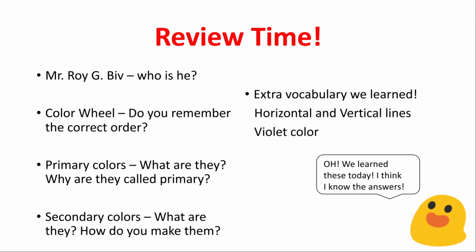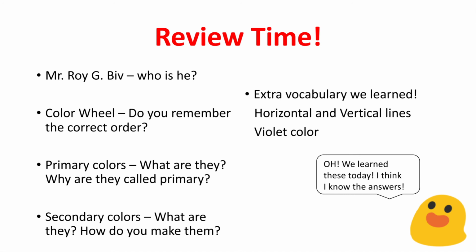Okay, the next one. What colors are the primary colors? There's 3 of them. They are red, yellow, and blue. Do you remember why they're called primary colors? They are called primary because they make all the other colors of the color wheel.